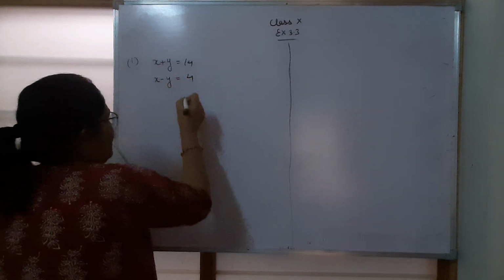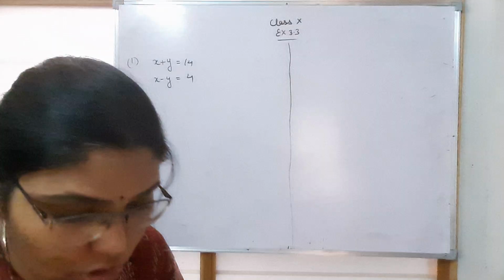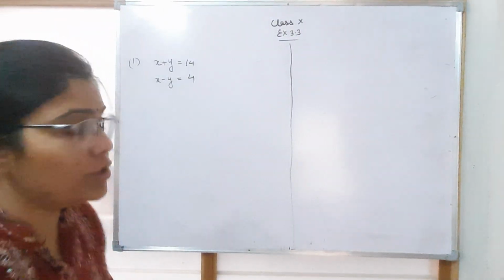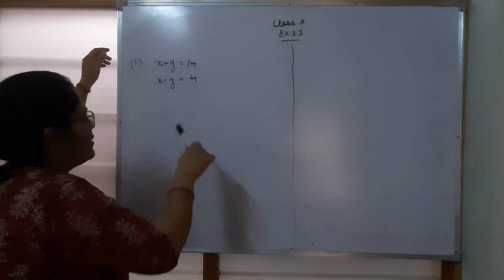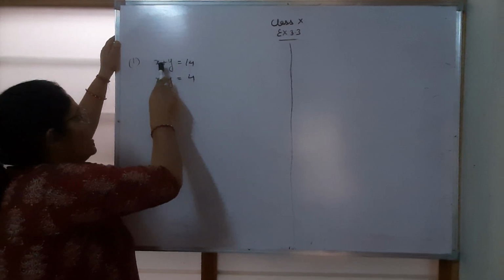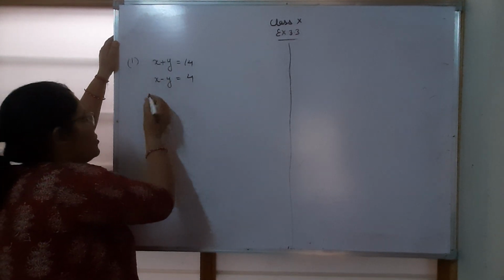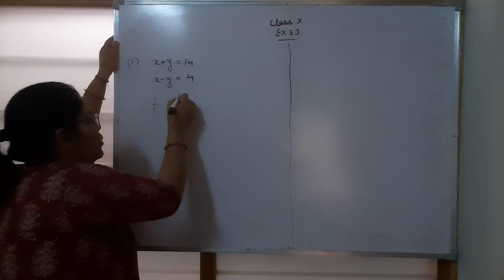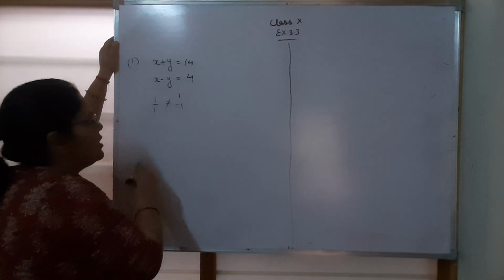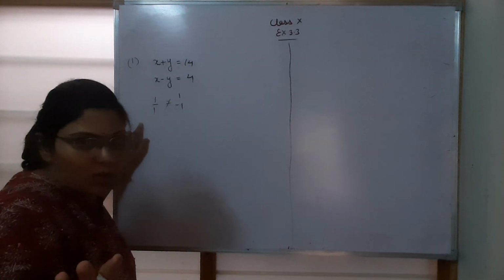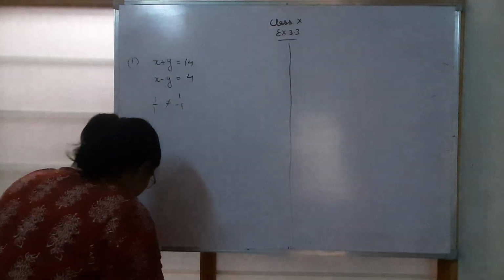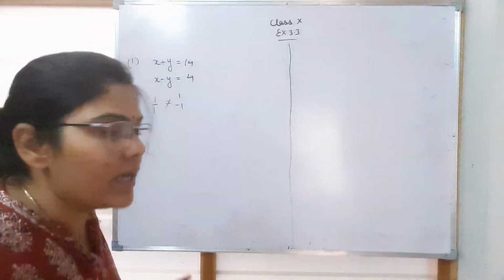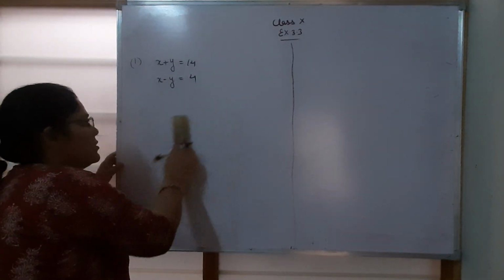Substitution method. We have already discussed substitution method, but still I just want you to pay attention here. So just look here. First we'll check. Here the coefficients are 1 and 1, 1 and minus 1, so it means a1 upon a2 is not equal to b1 upon b2. It means a unique solution will exist. Okay, so we can always find out the unique solution.